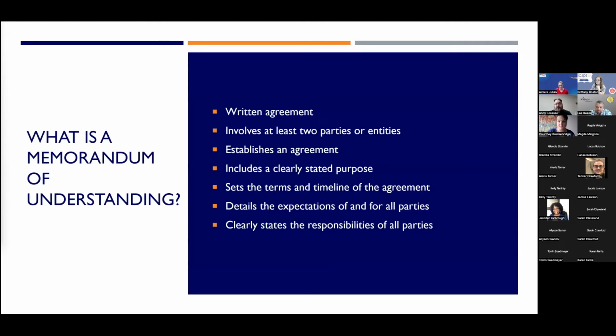So what is an MOU? Well, a memorandum of understanding is a written agreement. It involves at least two or more parties or entities. And not only does it establish an agreement, but it sets the expectations for all the parties and the responsibilities of the parties. Now, those are two very different things. Sometimes we think our responsibilities are part of the expectations, but they're not. The expectations are those goals to be met, and the responsibilities are what we're going to do to get there. So set that with a clearly stated purpose, and it may look a lot like you've got a contract.